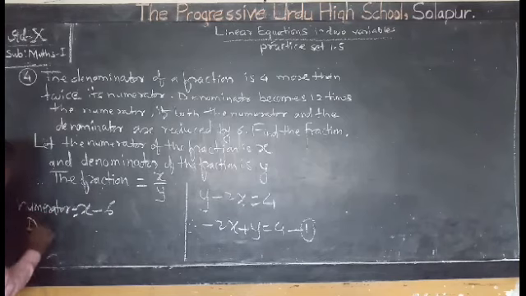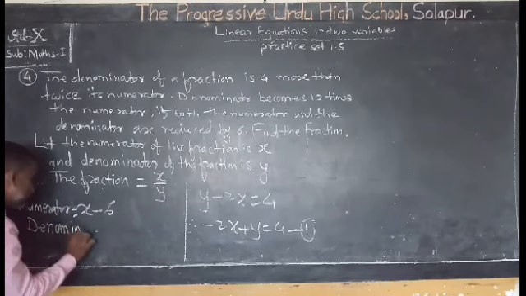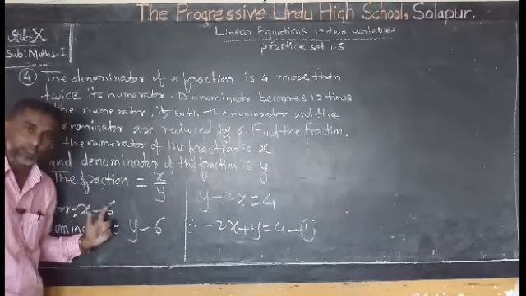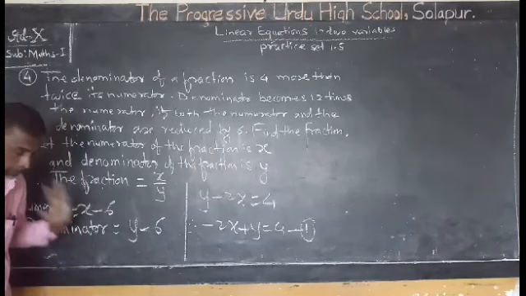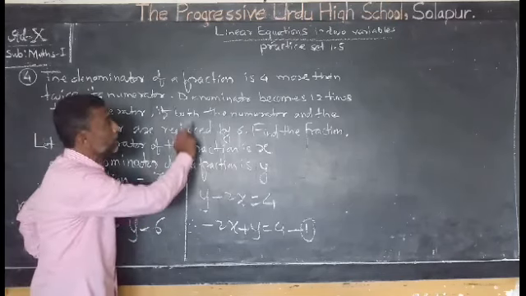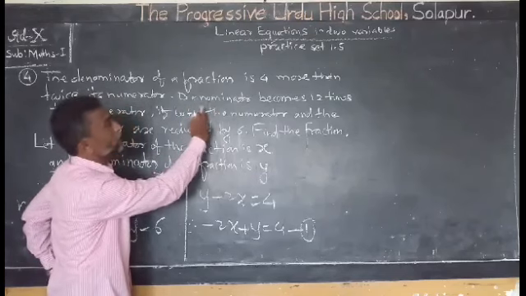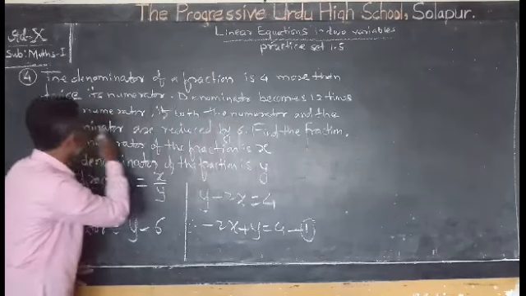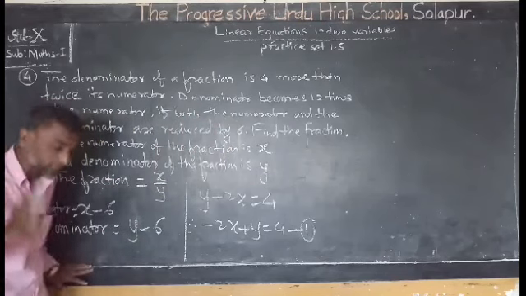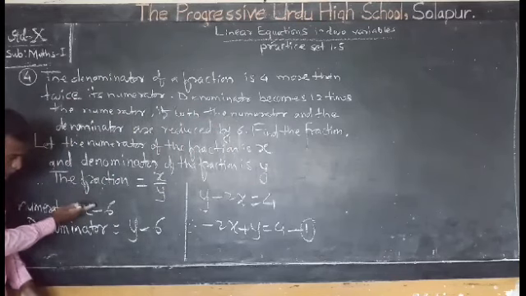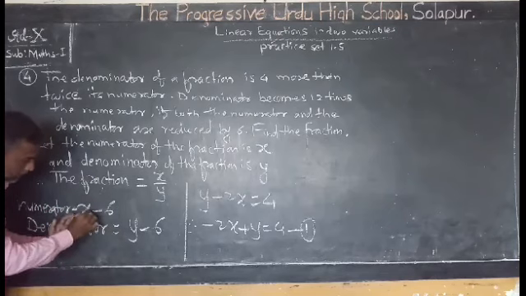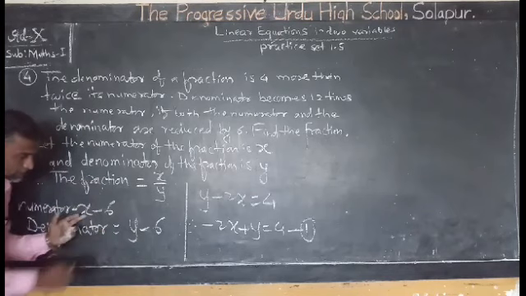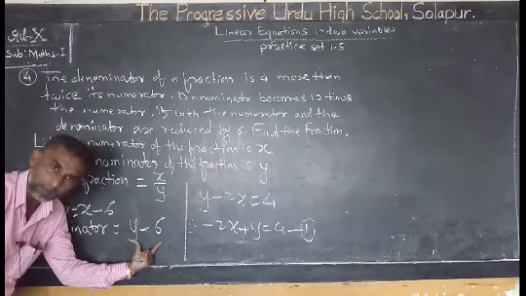and denominator is equal to y minus 6. This should be written. Now, what is the information? The denominator becomes 12 times the numerator if both the numerator and denominator are reduced by 6. So, I have reduced 6 from both numerator and denominator. After reducing by 6, the numerator will be x minus 6 and denominator will be y minus 6.